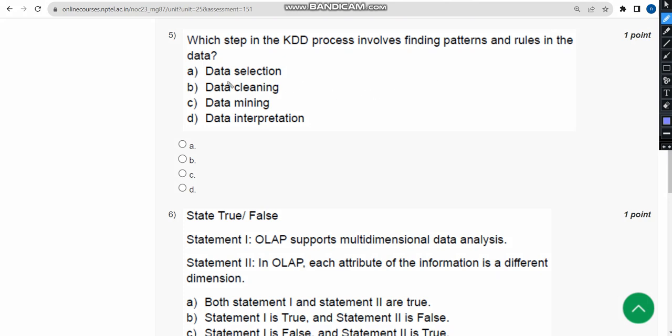Fifth one: which step in the KDD process involves finding patterns and rules in the data? For the fifth question, I think the probable answer is option C, data mining. So mark option C as the correct answer for the fifth question, guys. So this is the probable answer. Now let's move on to the sixth question.